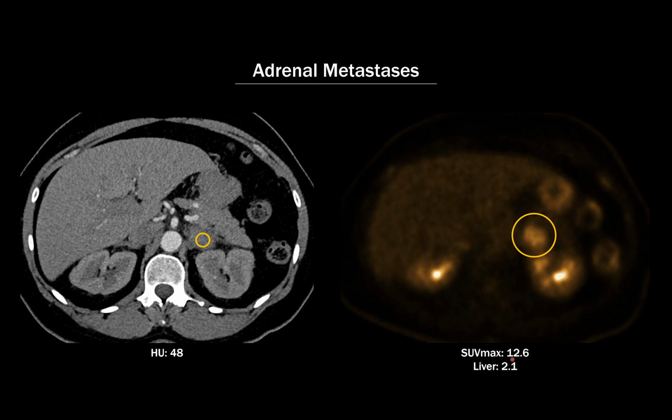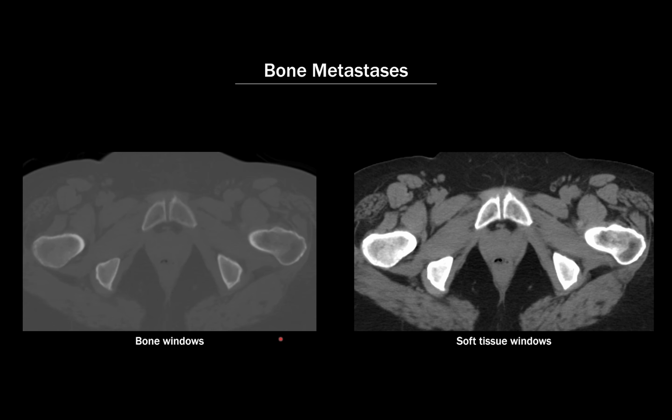Bone metastases can sometimes be subtle, so what I recommend doing is not simply using the bone windows to look for bone metastases. Bone windows are good when you have erosive or very sclerotic metastases, but when you have a metastasis that's simply replacing the normal fatty marrow, then the soft tissue windows are usually a lot better for those metastases. So in this case, you could see that there's a lesion in the right femur that replaces the normal fatty marrow. It's really hard to see on the bone windows, but it's much easier on the soft tissue windows.